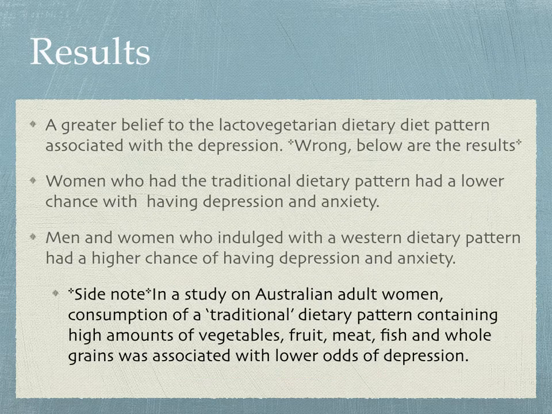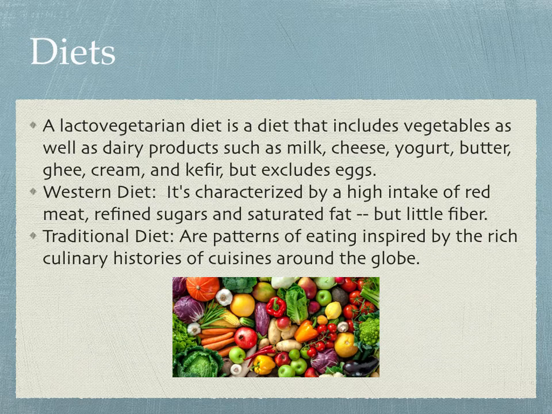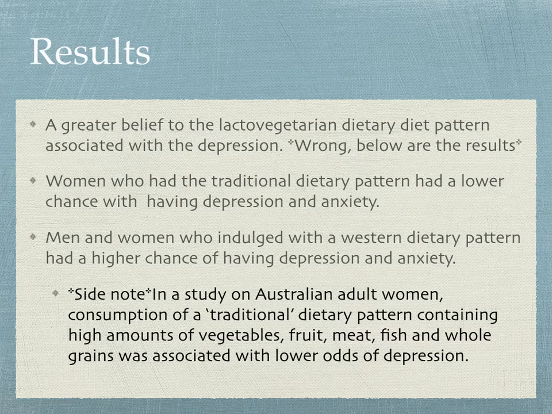So next slide. The results of the research article: a greater belief to the lacto-vegetarian dietary pattern associated with depression. And that's wrong. And below are the results. So the belief that lacto-vegetarian diet, that made no sense, but the one that includes vegetables as well, dairy products, milk, cheese, that sounds pretty healthy, right? So that was the belief that was associated with depression.